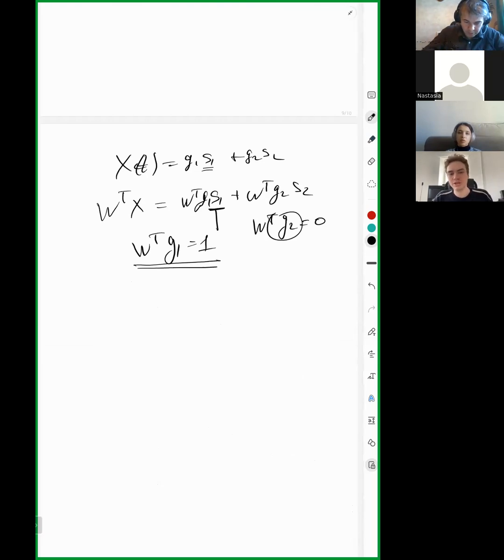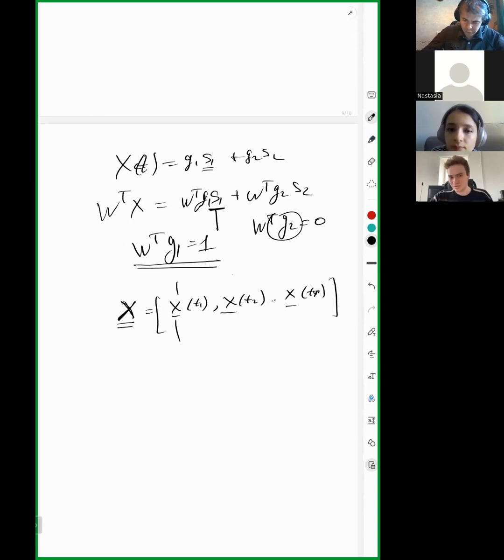Let's see. Assume that you have X. This will be simple to understand. Assume that you have an X matrix, so you observe your X of T at moment T1, at moment T2, and so on, up to moment T capital. Those are vectors of the dimension of the number of sources. This is just a matrix, a data matrix, the one that we plotted with image scale or whatever. It's just a time series.